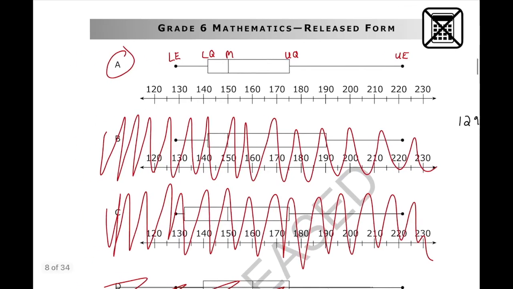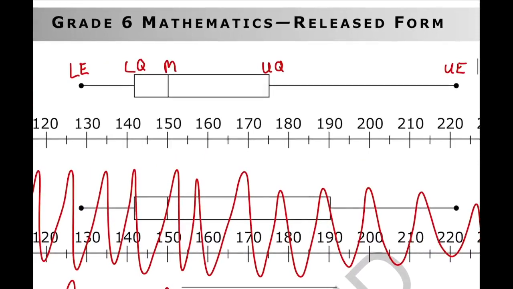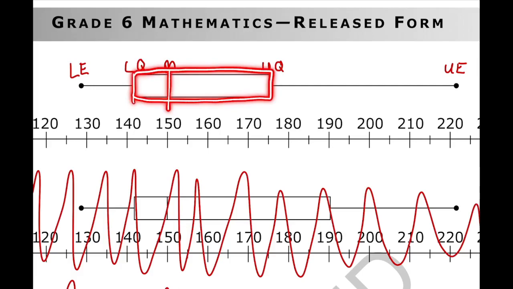And again, the reminder is for your box plot, you have your box that contains your lower quartile, median, and upper quartile. And then you have your whiskers that point to your extremes.